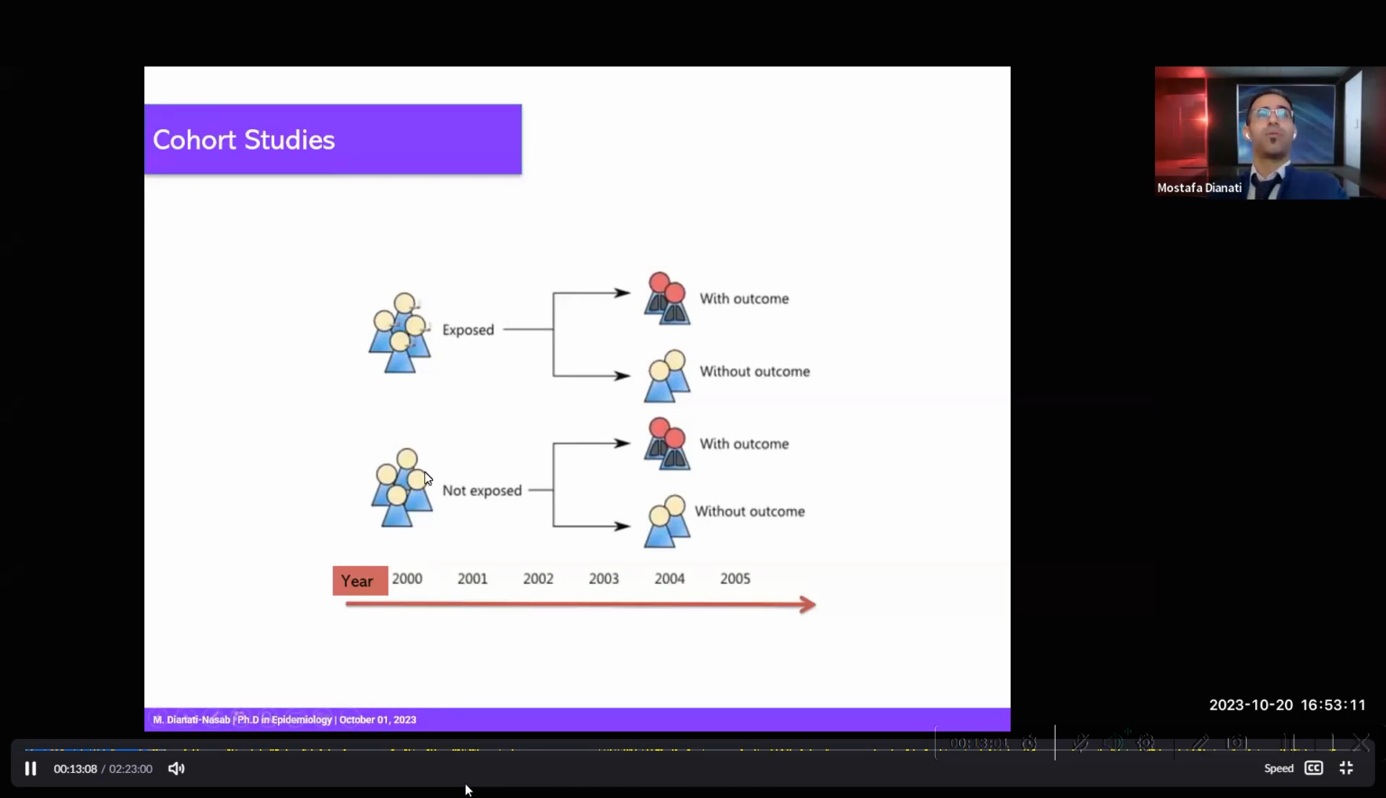And they are exposed and non-exposed. Our main exposure here is smoking. So in your city, you are looking at people if they are smokers or not smokers. And over the time, maybe after 5 years, 10 years, you see the occurrence, let's say the incidence of the disease among exposed people and non-exposed people.